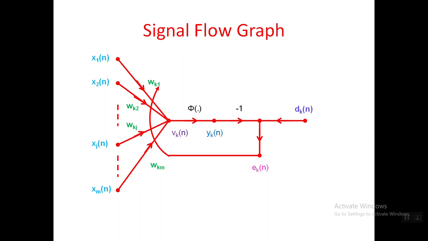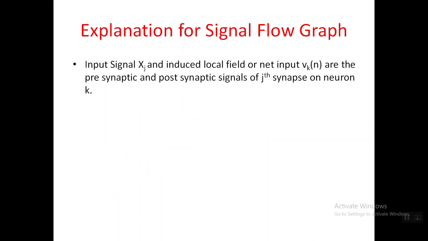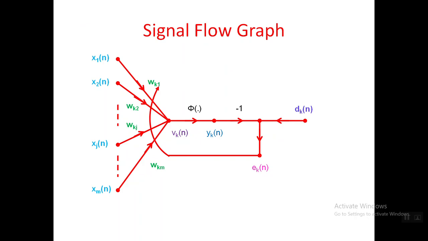We have explained everything in the previous diagram itself, but now we have shown these things in a signal flow graph. Now let us discuss why the signal flow graph is obtained and what is the significance of this. The input signal xj and the induced local field or net input vk of n are the presynaptic and postsynaptic signals of the jth synapse on neuron k. So let me take the jth synapse: xj of n, wkj and then vk of n. This entire system is called the jth synapse, and the weight of the jth synapse from the jth input signal to the kth neuron is wkj.